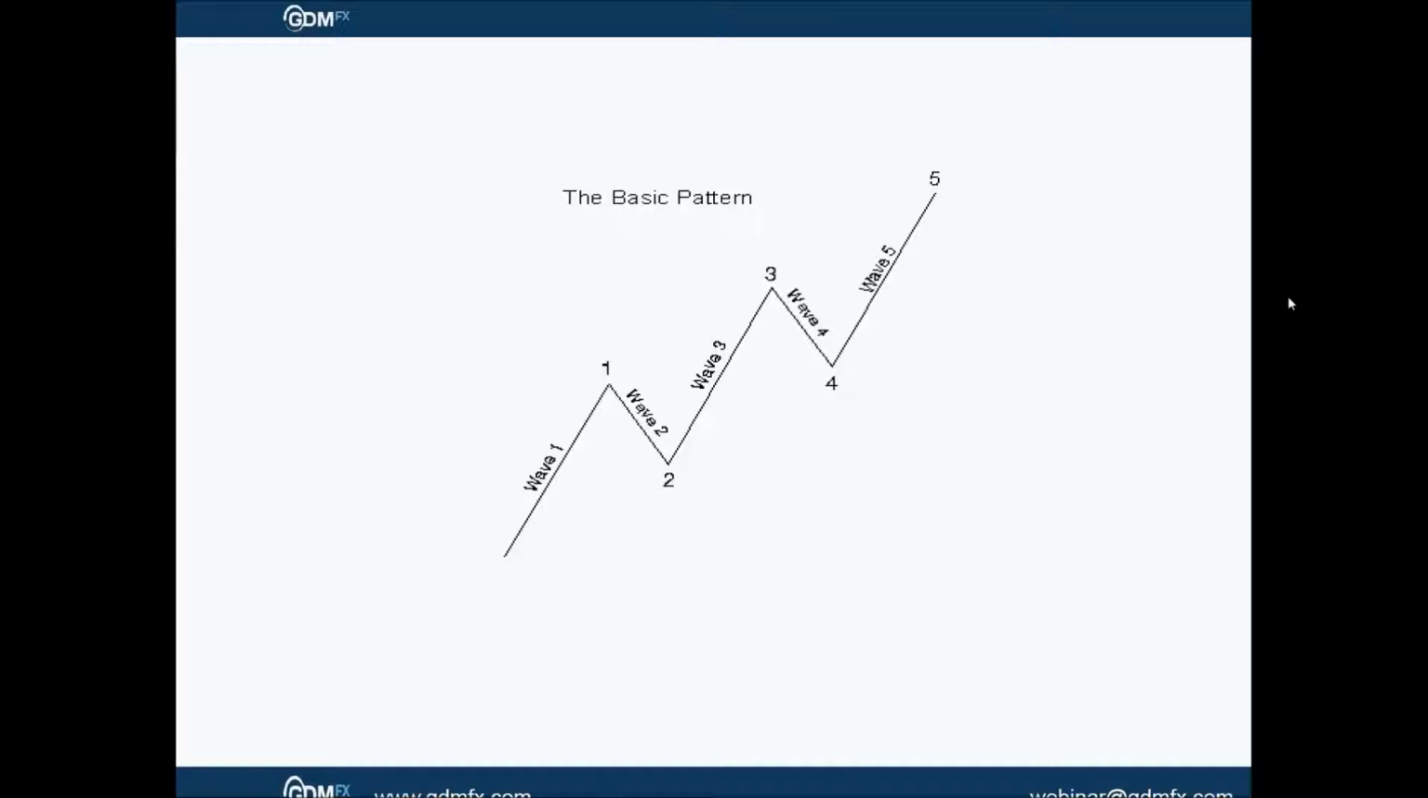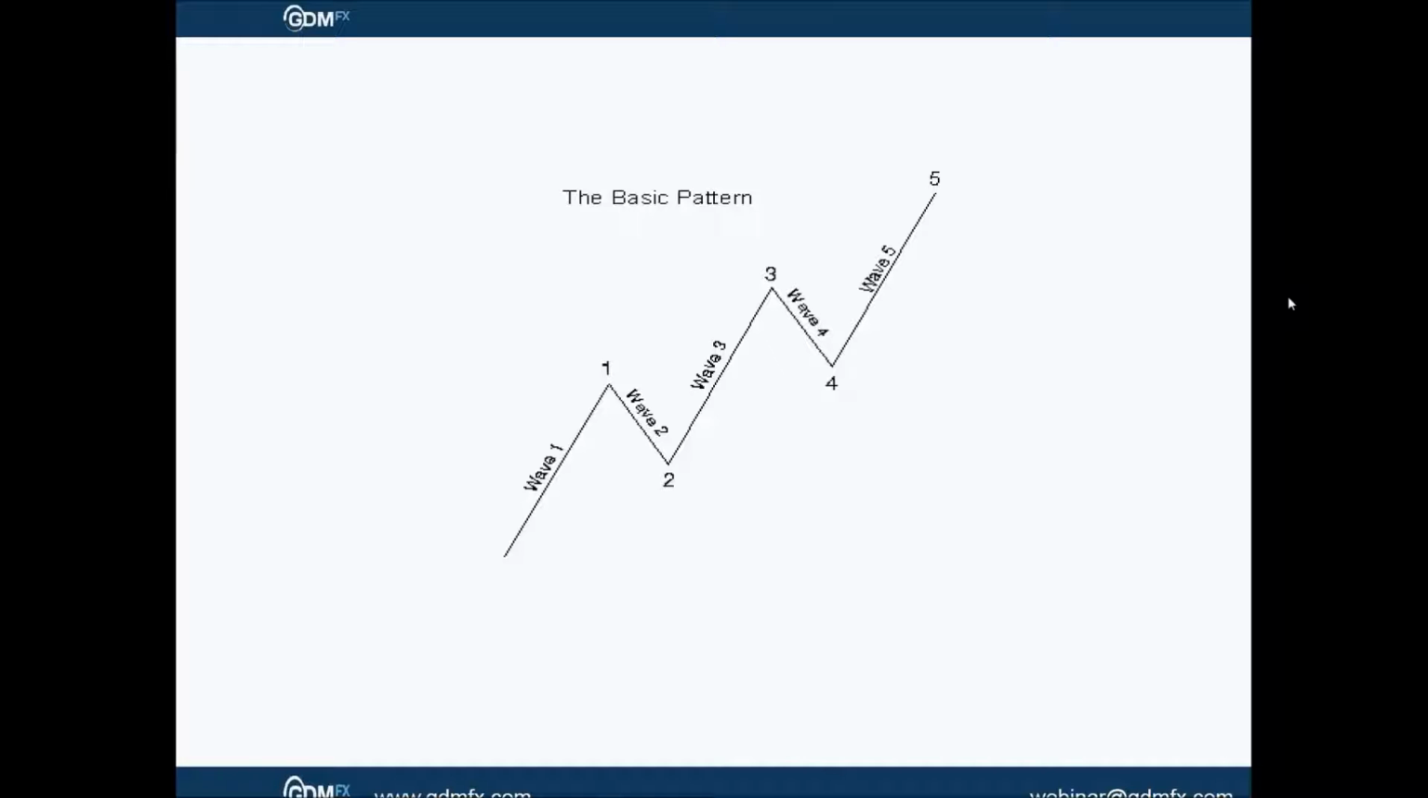At any time, the market may be identified as being somewhere in the basic 5 wave pattern at the largest degree of the trend. Because the 5 wave pattern, ladies and gentlemen, is the overriding form of market progress, all other patterns are subsumed by it.